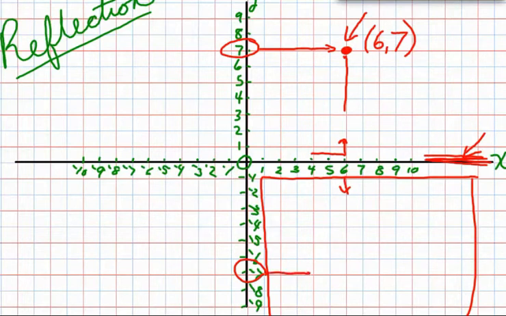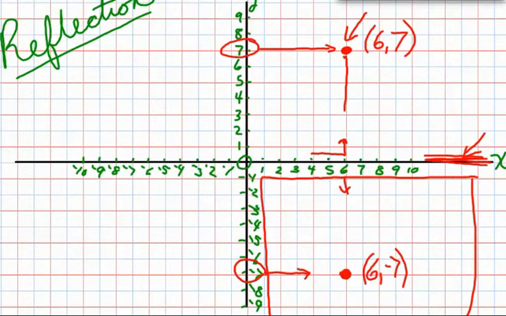So we just draw our dot where those two intercepts meet, where the 6 on the x-axis and the line at 7 cross. All right. So the coordinates would still be 6, but this time it'll be negative 7 for the y-intercept. And that's very basically how you do a reflection.